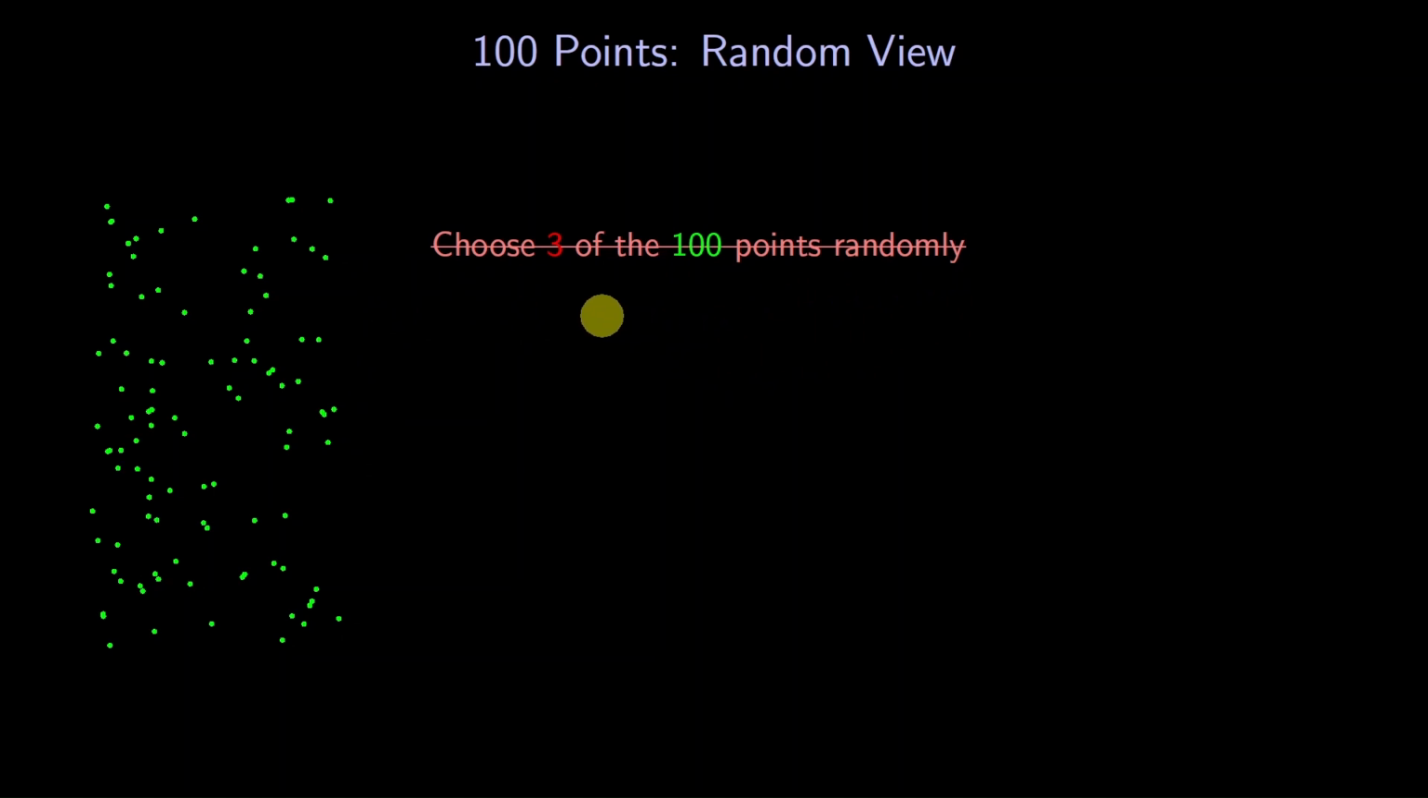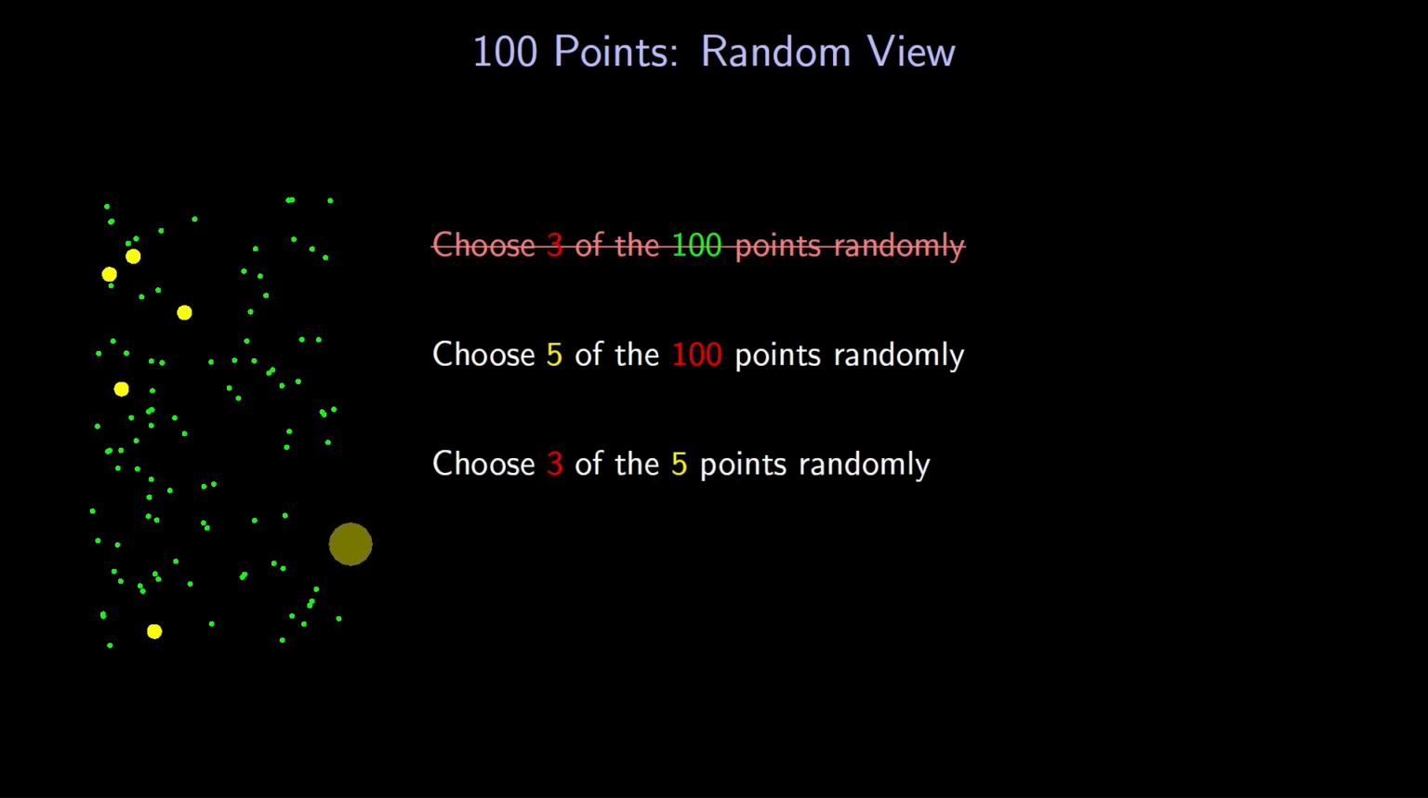But we've seen that making that choice directly is not the best. We want to rely on our previous work. We've reached the 70% mark with 5 points, so let's choose 5 points. We've chosen 5 points at random, colored yellow. Now what? We'll choose 3 of those 5 points. I've colored them red. That 2-step process is equivalent to choosing 3 out of 100 points in 1 step, but it will be easier to analyze this way.